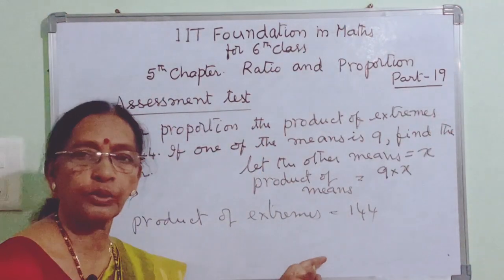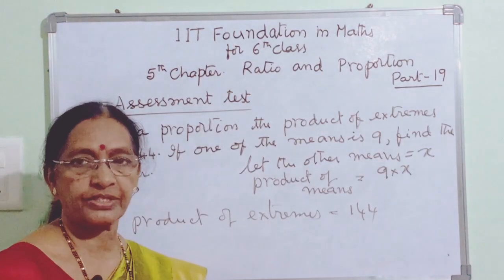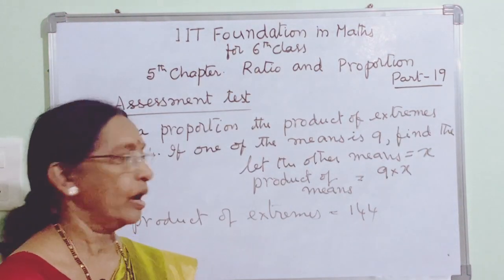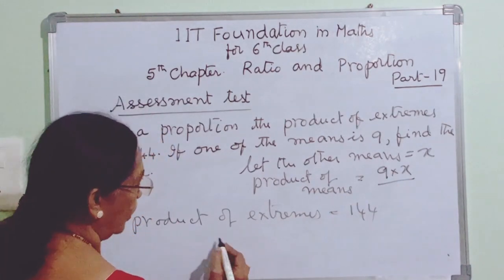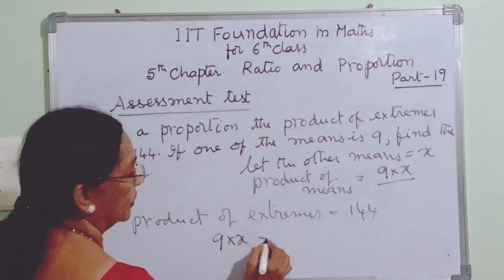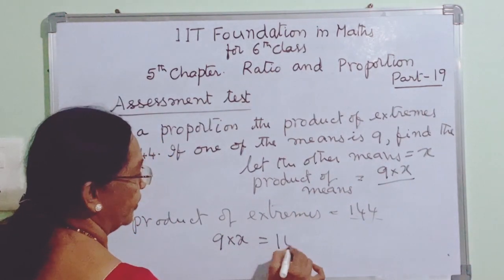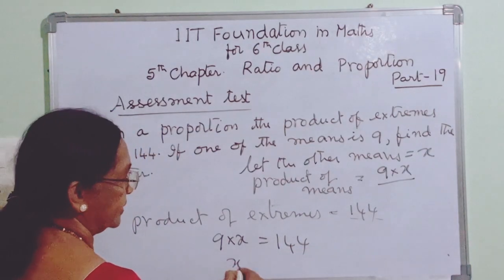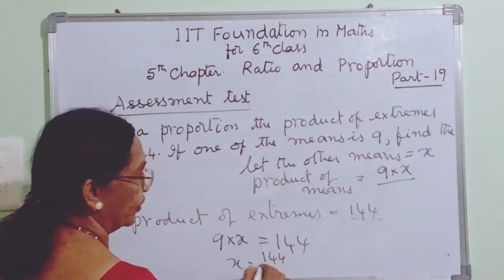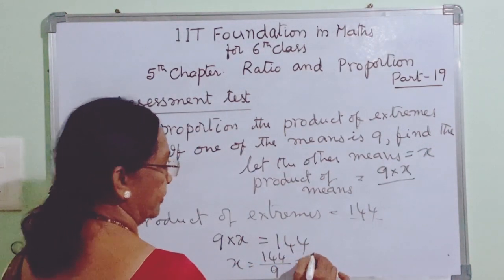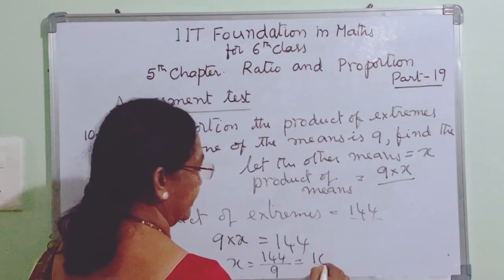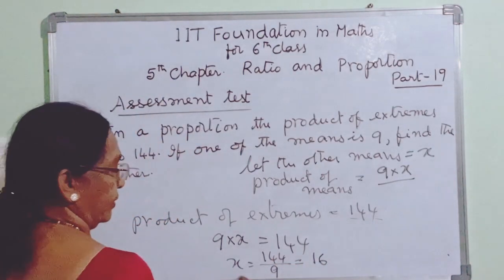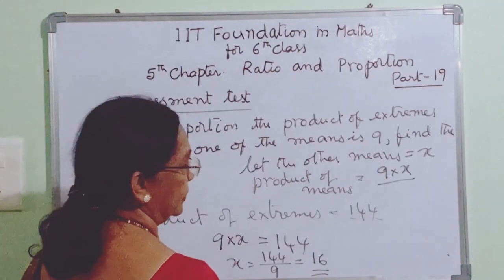So according to the rule of proportion, product of extremes is equal to product of means. So product of means 9 into x is equal to product of extremes 144, or x is equal to 144 by 9, that is equal to 9 ones 9, 54, 9, 6. Therefore x is equal to 16.